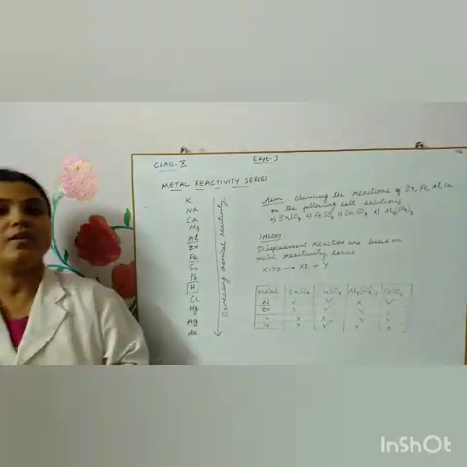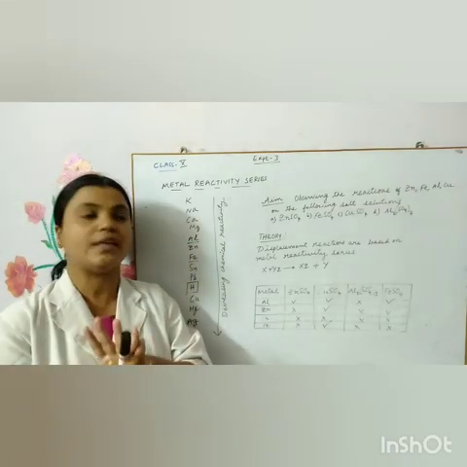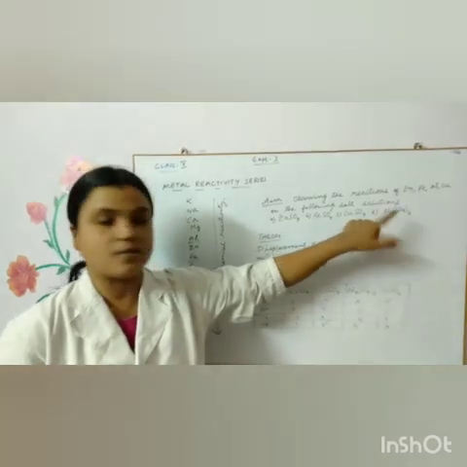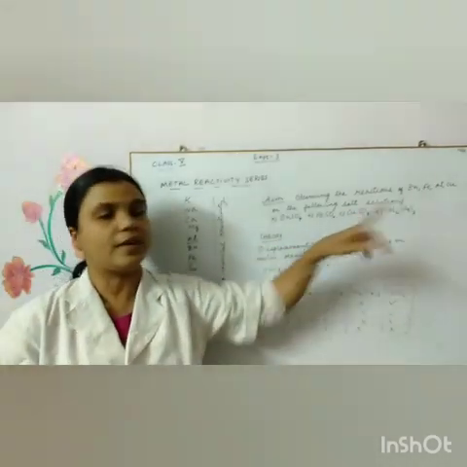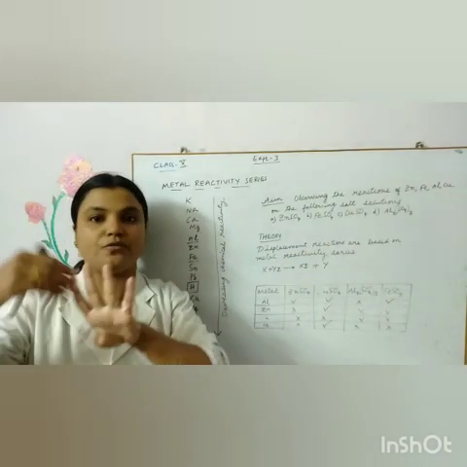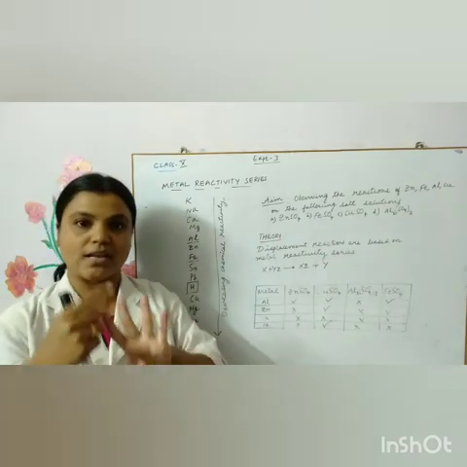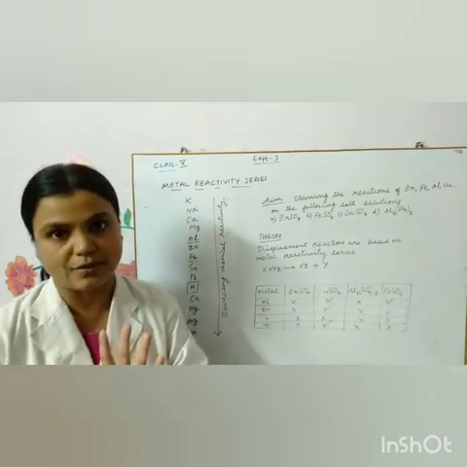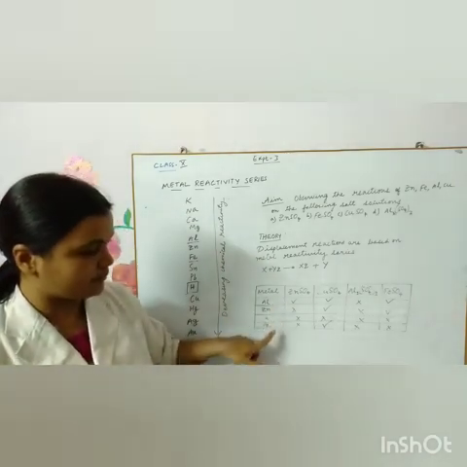So this is what we are going to do, and the actual procedure is we will be taking 4 test tubes, and in each of them we will be putting salt solution. We'll make salt solutions of zinc sulfate, iron sulfate, copper sulfate and aluminium sulfate, and we'll take all these salt solutions in 4 different test tubes, and we'll label them: zinc sulfate, iron sulfate, copper sulfate and aluminium sulfate.